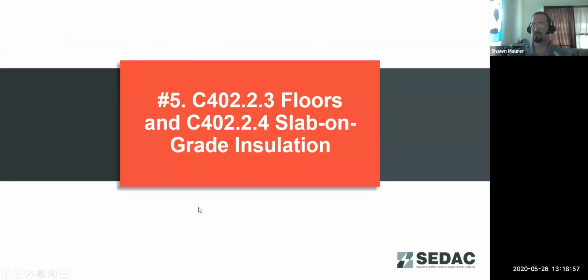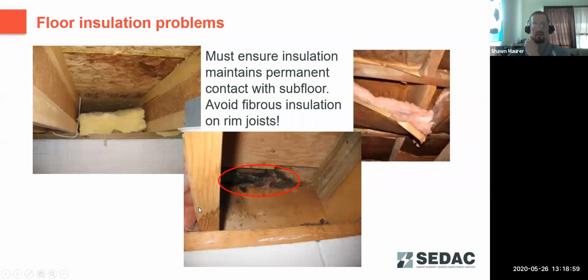Moving on to floors and slab on grade insulation. One thing we would like to call out, if you've got wooden rim joists in your commercial building, do not insulate those with fibrous insulation. It allows moisture to transmit through and can condense on that rim joist material, and leads to degradation, rot, and you can see highlighted here in the red circle some damage to that rim joist.